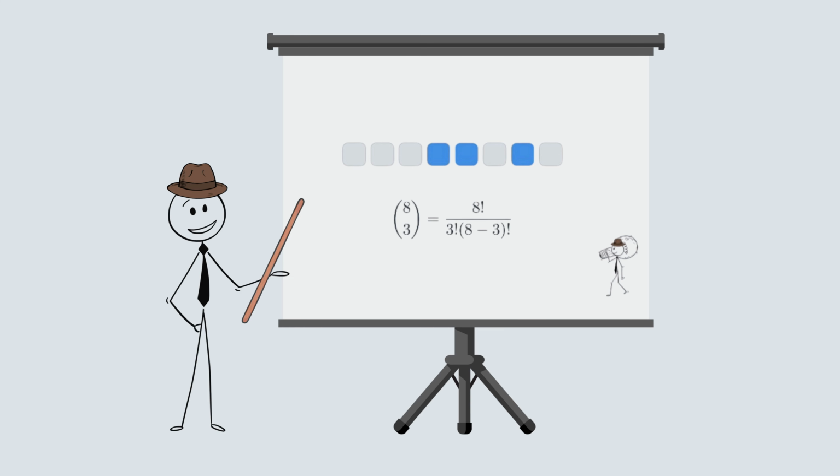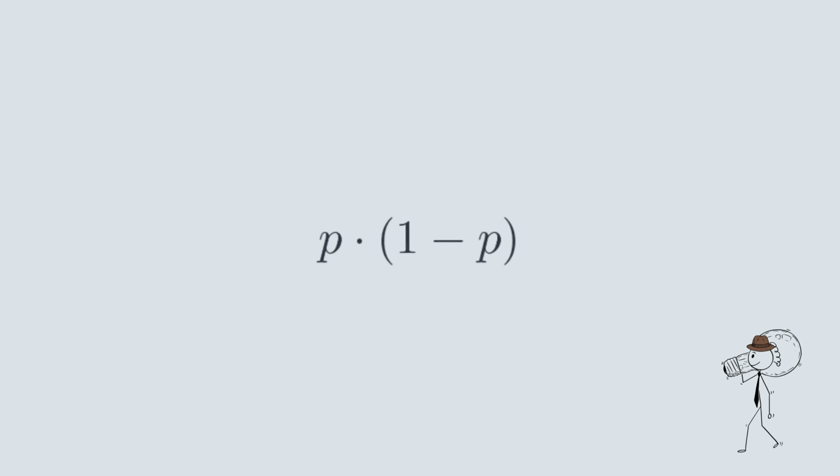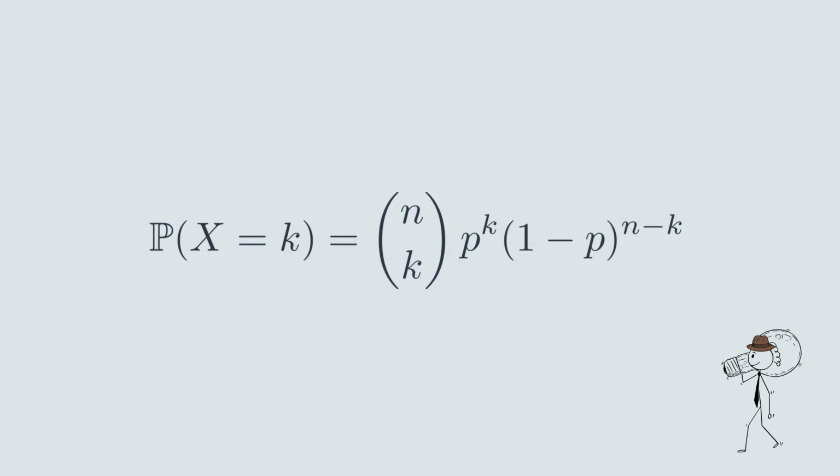Each of these patterns is equally likely. That is a crucial point. Because the trials are independent and have the same success probability, every specific sequence with k successes has the same probability. Second, for one particular pattern, the probability is simple. Each success contributes a factor p, and each failure contributes a factor 1 minus p. So we get p to the power of k times 1 minus p to the power of n minus k. Multiply both parts, and you get the binomial formula.